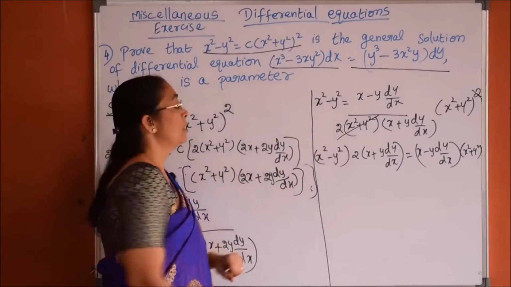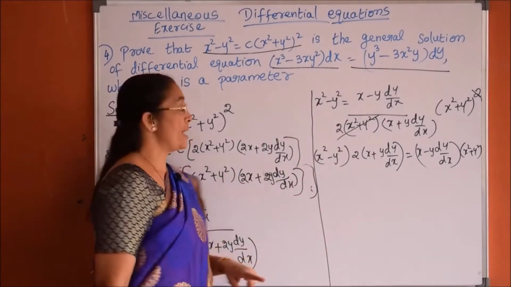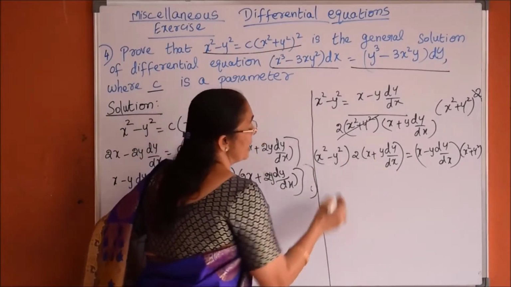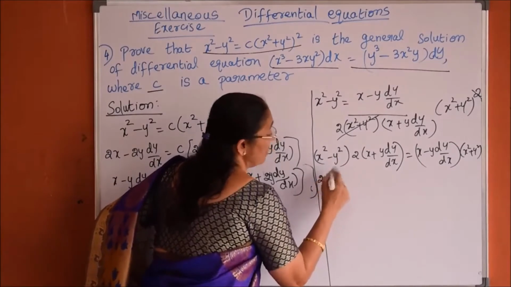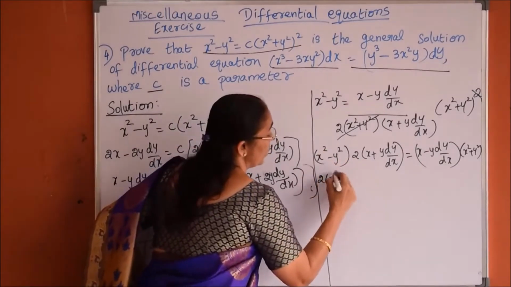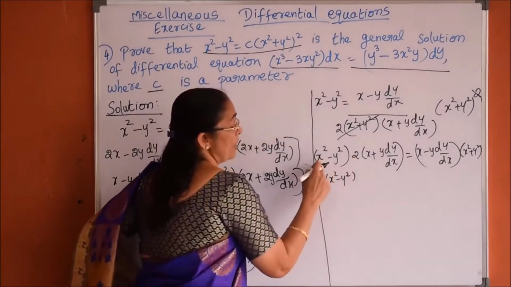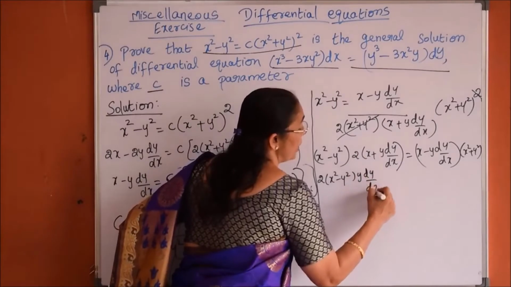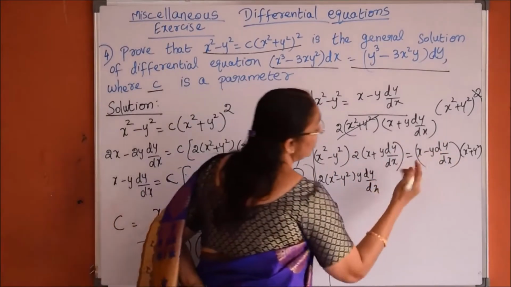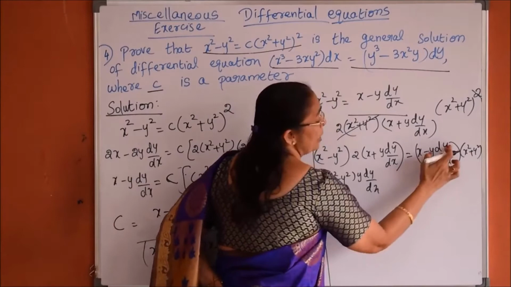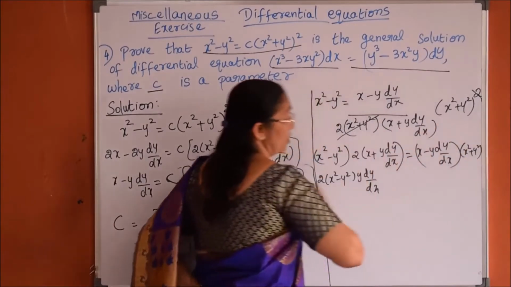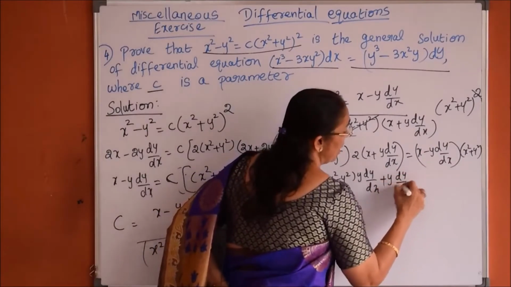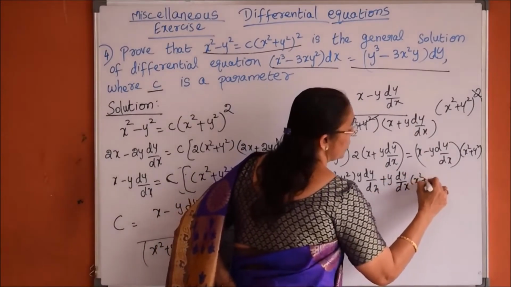Now cross multiplied. We will group the dy/dx terms on one side. So now let me keep the dy/dx terms in the left-hand side. We will get 2 times (x² − y²) into y into dy/dx. This is one dy/dx term. On the right-hand side we have minus y into dy/dx into (x² + y²). Let me bring this right-hand side term to the left-hand side. So I will get y into dy/dx into (x² + y²).